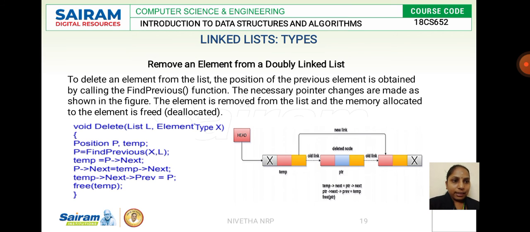Okay, and the next operation in a doubly linked list is deleting an element or removing an element from a doubly linked list. We'll see a code for that. Here, the operation you are going to perform is delete, and we are going to do that in the list L, and you are going to delete a particular element, that is X. Element type specifies the data type of it.